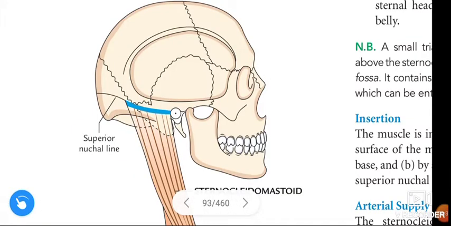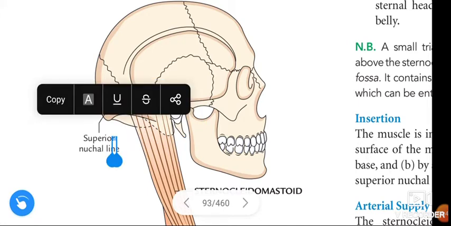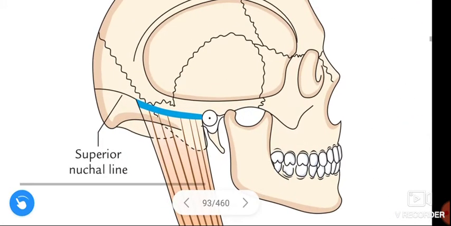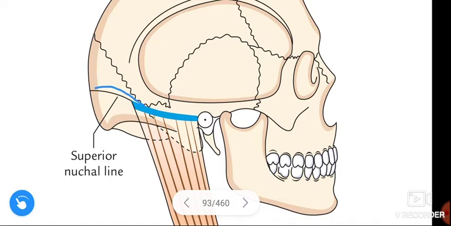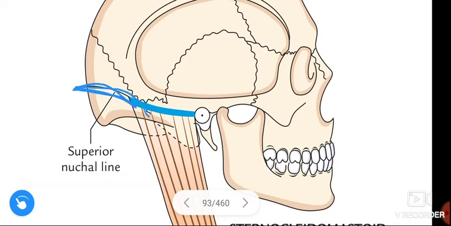See this figure. This figure represents the insertion of the sternocleidomastoid. See here, this is the mastoid process, and this is the superior nuchal line. The insertion of sternocleidomastoid is the tip to base of the mastoid process, and the next is the lateral half of the superior nuchal line of occipital bone.